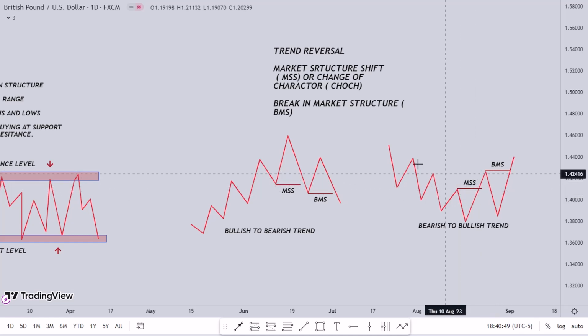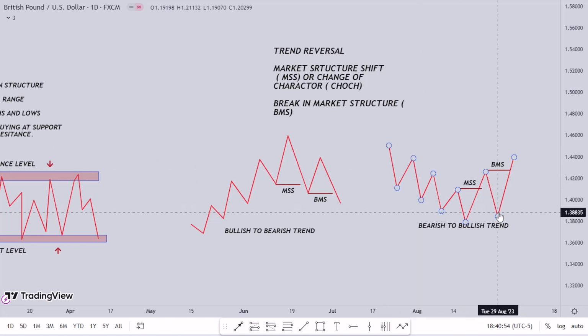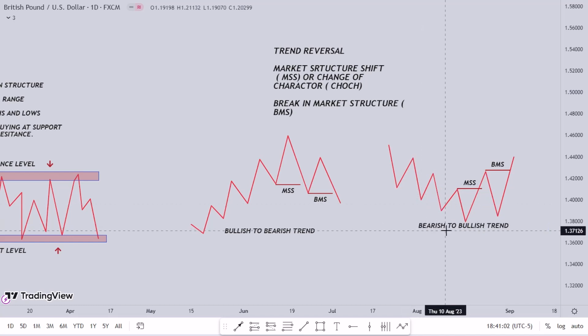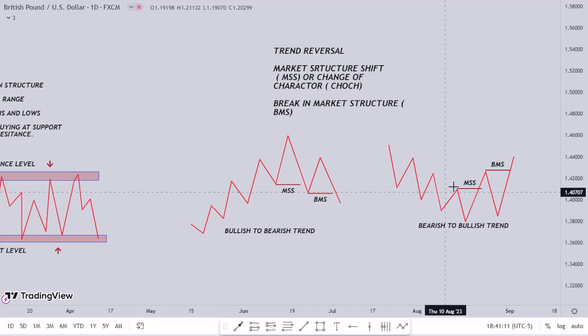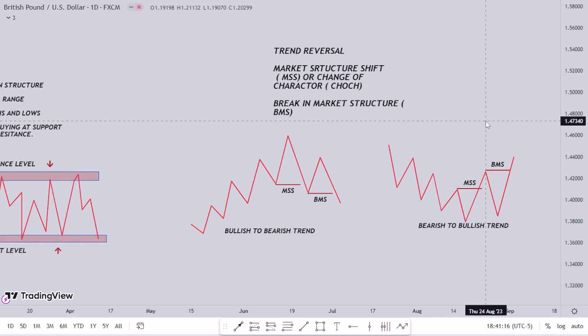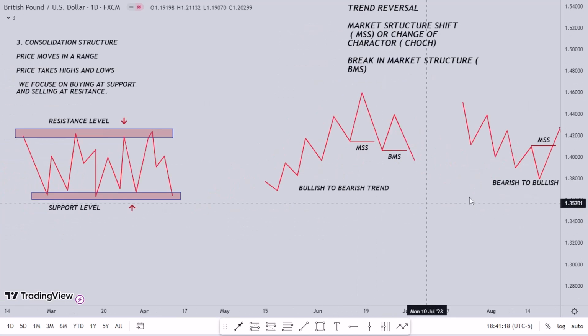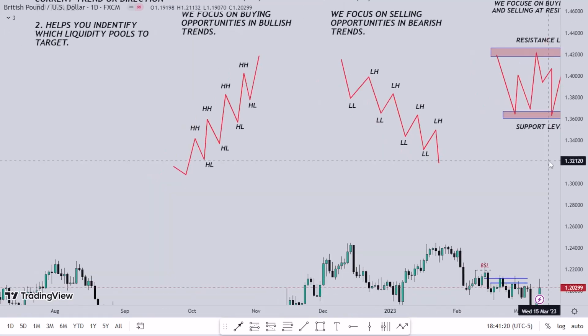For us to confirm that really this bearish trend is over, we need price to pull back and then break for the second time, and at this point we can confirm that this bearish trend is actually over, and now it has shifted from bearish to a bullish trend. As simple as that. So the second shift is what we call the break in market structure. The first shift is what we call the market structure shift or a change of character. Now let's go to the charts for real data examples.